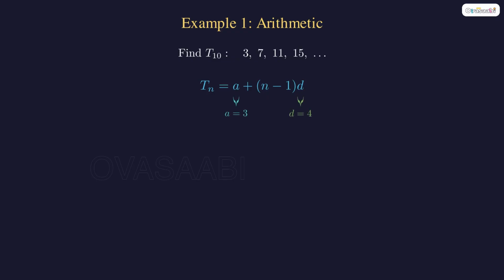Example 1. Find the 10th term of 3, 7, 11, 15. First, the first term A is 3. The common difference D is 7 minus 3, which is 4.